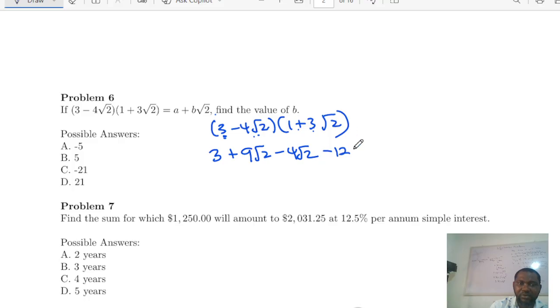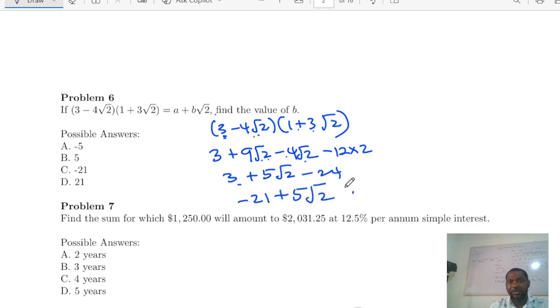Then root 2 times root 2 is 2, so it becomes 2. So this becomes 3 plus 9 root 2 minus 4 root 2. They have the same root, so they can subtract. So 9 minus 4 is 5, that becomes 5 root 2. Then this is minus 12 times 2, which is minus 24. So now it becomes 3 minus 24, which is minus 21, plus 5 root 2. You see? So this is what we have after expanding this.